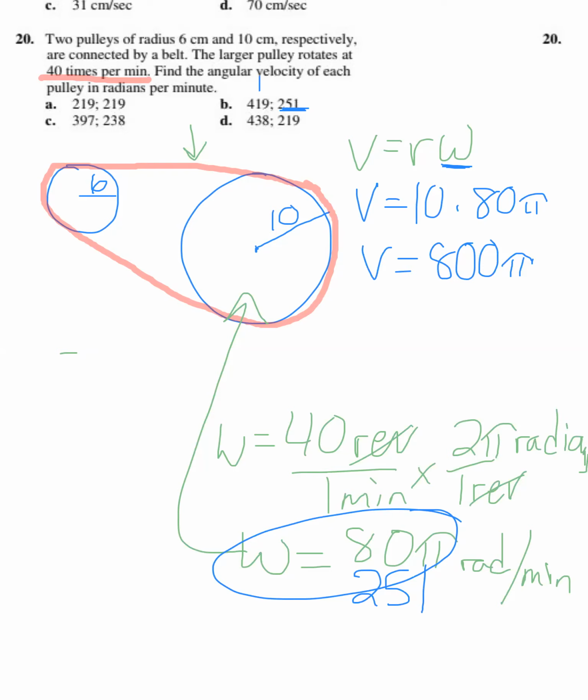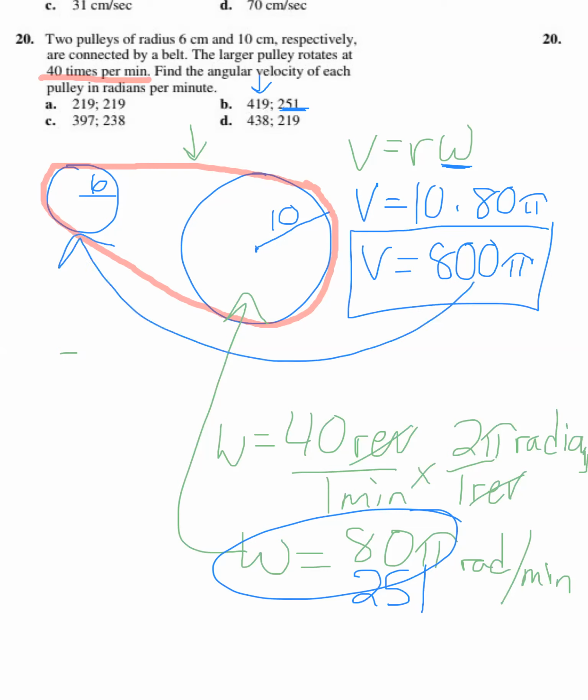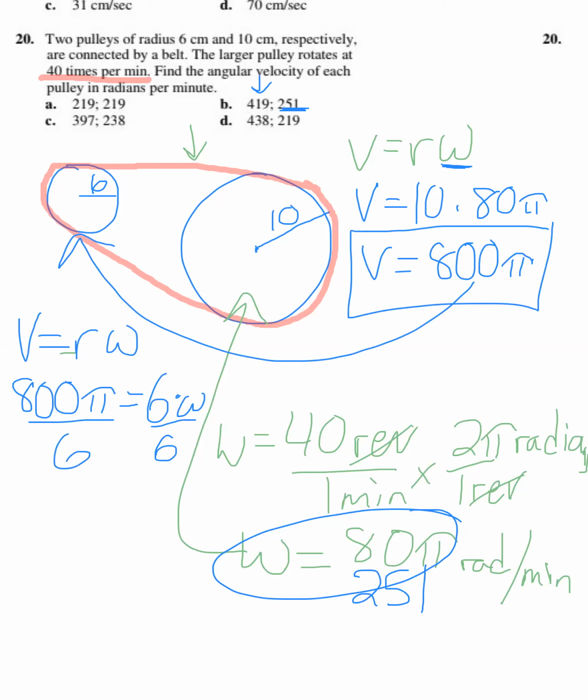But I also want to see, how am I getting the angular velocity of the little one? Mm-hmm. So now that I know that its velocity is 800 pi, this guy's going to have the same velocity of 800 pi. So I'm going to do V equals R times W on this side, but now I know its velocity is 800 pi. And I know its radius is 6, so now I can solve for its angular velocity. So if I just divide both by 6, I should get 419. Let's keep our fingers crossed and hope that we get, if I do 800 times pi divided by 6, oh, thank goodness, we get the 419. Phew.